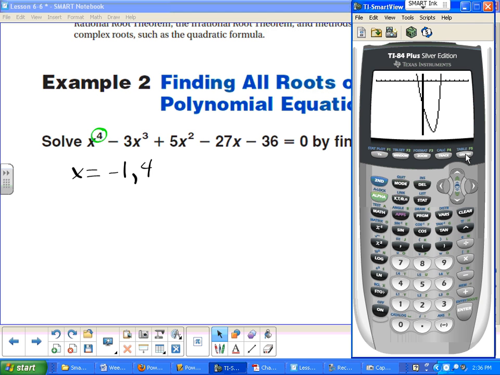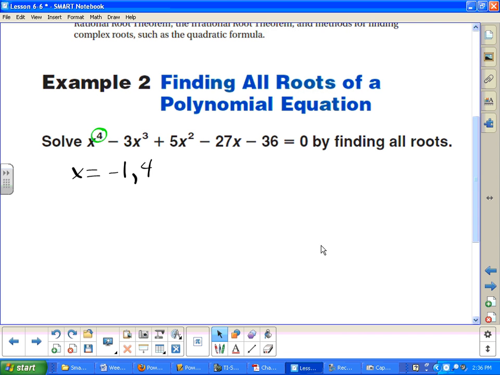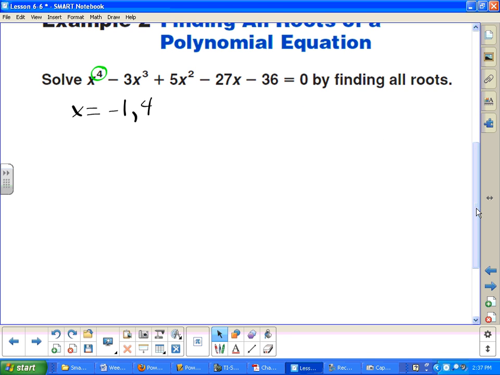Well, to find those other 2 then, we're going to have to use synthetic division, because we know 2 of them, and that'll take our 4th degree polynomial down to a quadratic, to where we can use the quadratic formula if we have to. And maybe it'll even be simpler than that as far as that goes. Right? So we pick one of them.